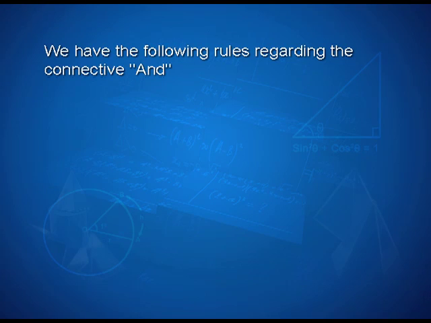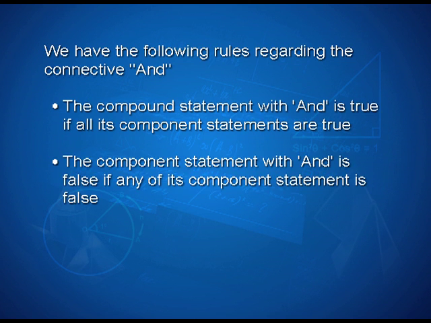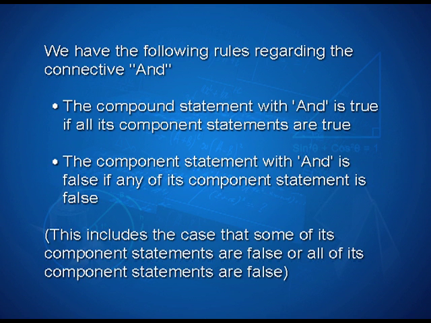We have the following rules regarding the connective and. First, the compound statement with and is true if all its component statements are true. Second, the compound statement with and is false if any of its component statements is false. This includes the case that some of its component statements are false or all of its component statements are false. Let us look into an example to understand this.